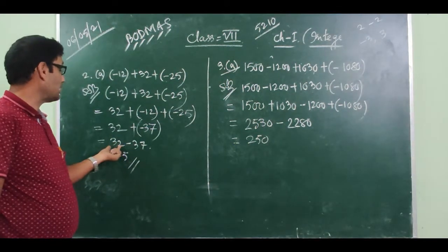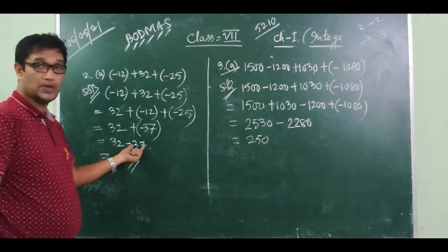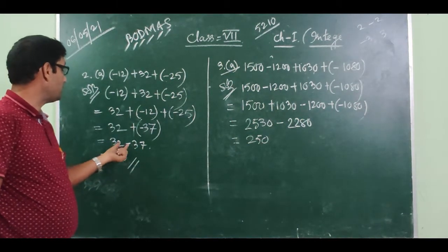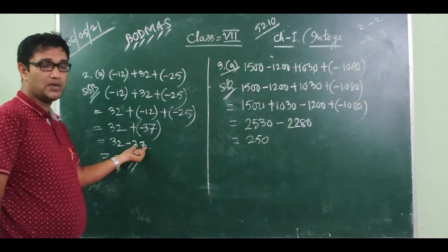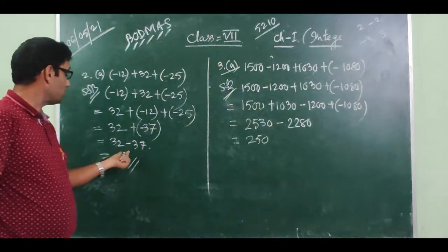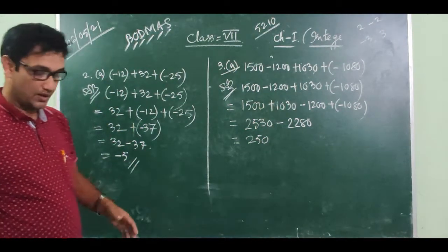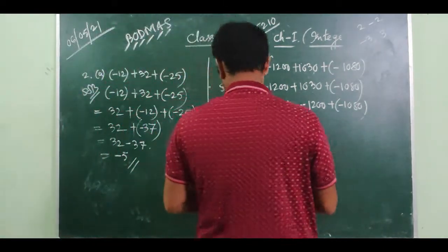But before that, you see which number is greater, 32 or 37? 37 is the greater number. That means 37 minus 32 means 5. And since before 37 there is a minus sign, that's why we will write here minus 5. So this is the way we are going to simplify. So number A, the first one, I have solved.